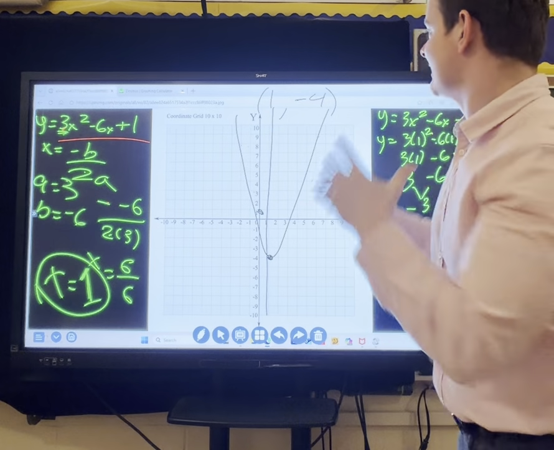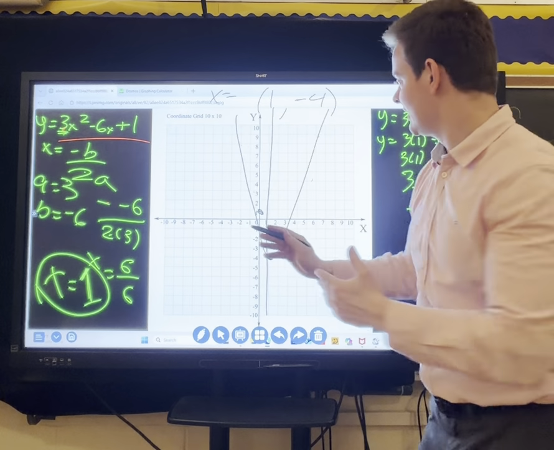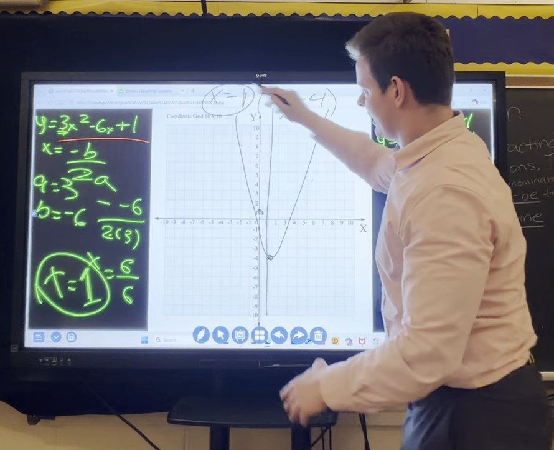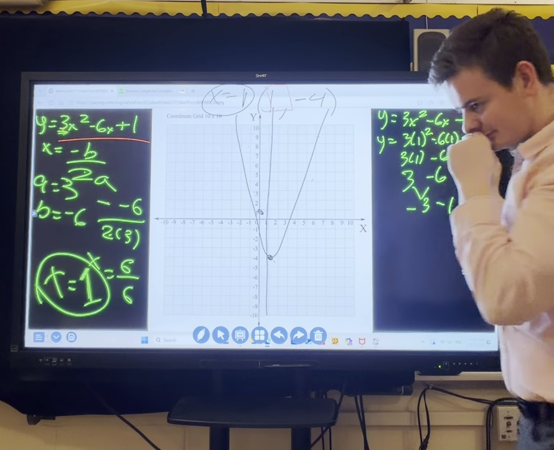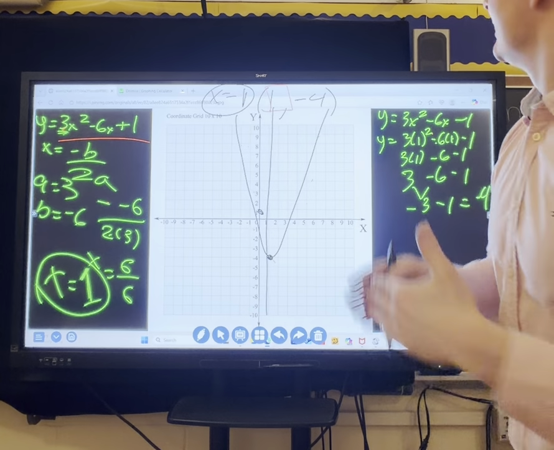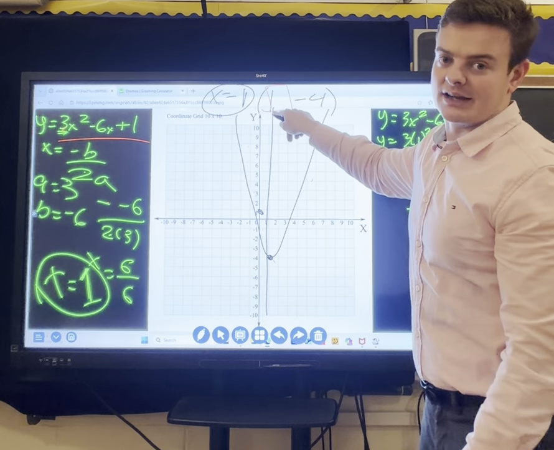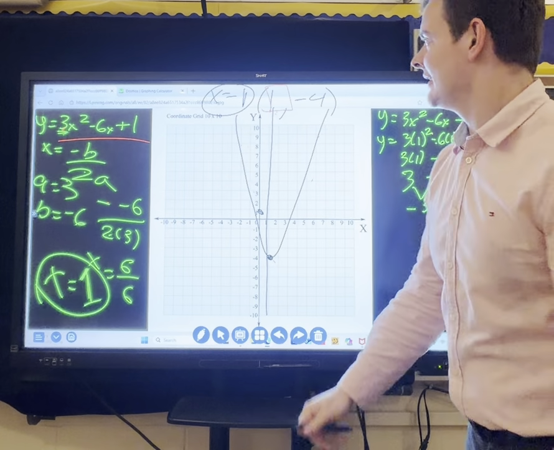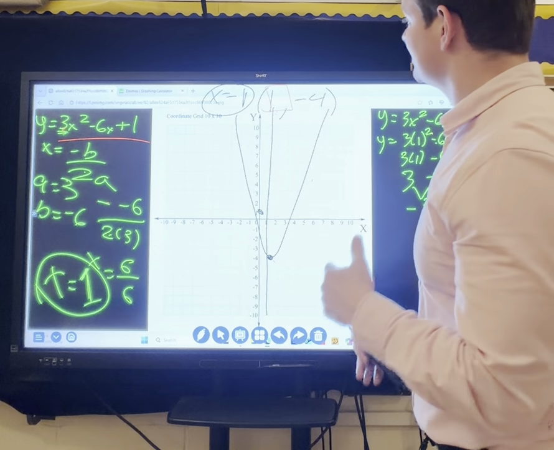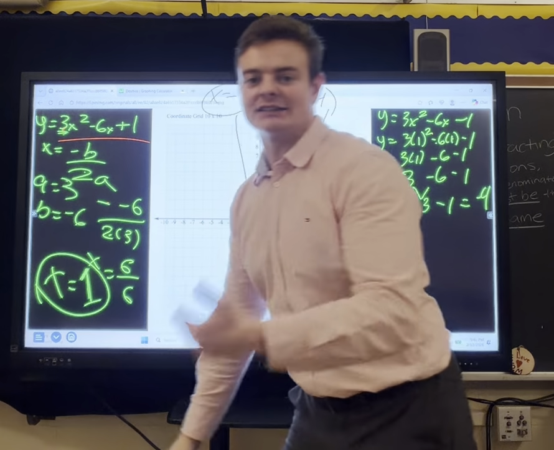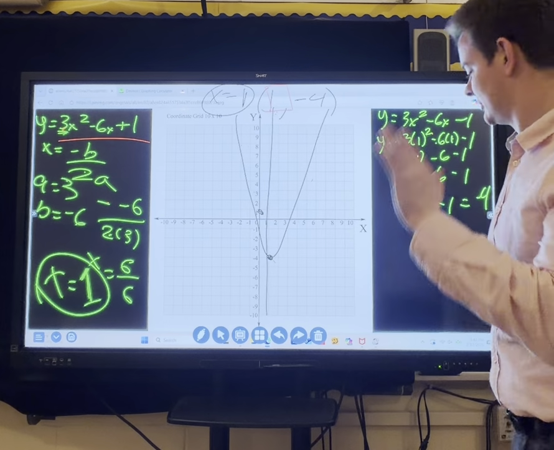What is that line? That line is always x equals, because it's a perfectly vertical line, x equals 1. It's x equals whatever the x coordinate of the vertex is. So the axis of symmetry is always just x equals whatever the x coordinate of the vertex is. Sounds really complicated. It's just the line that cuts it in half. If you just want to get it right on any test, it's always just find the vertex, and it's always x equals whatever the x coordinate is.